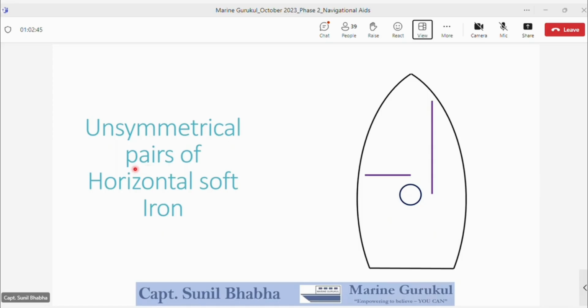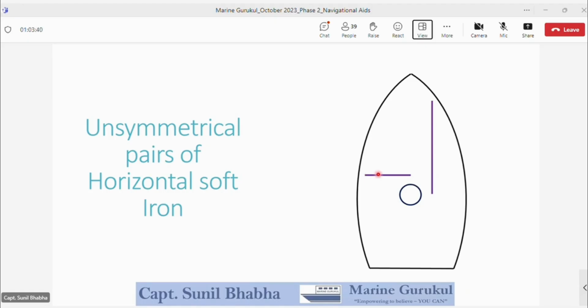So the first thing to note is that coefficient A requires a pair. Pair means there should be a combination of fore and aft as well as athwartship horizontal soft iron. The second thing which is required is that these horizontal soft iron should be unsymmetrical. Now what do we mean by unsymmetrical? If you look closely, the fore and aft HSI which we have is present only forward of the compass location. The circle which you see in the middle of the ship is representing the compass, the binnacle, and the HSI in the fore and aft orientation is only present forward of the compass and it is not there aft of the compass. This kind of HSI is known as unsymmetrical HSI.